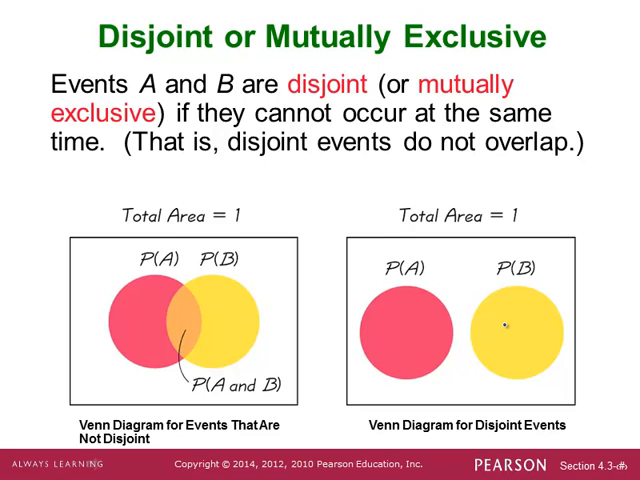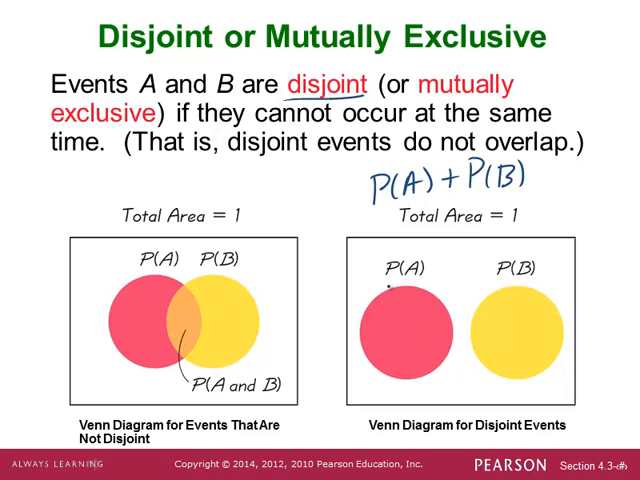Now, if the events have nothing in common, and they couldn't possibly happen at the same time, then those two circles would not intersect. And if you want to calculate the probability of the one event or the other event for those two disjoint events, then all you would need to do is add the number of ways that event A could happen plus the number of ways that event B could happen.